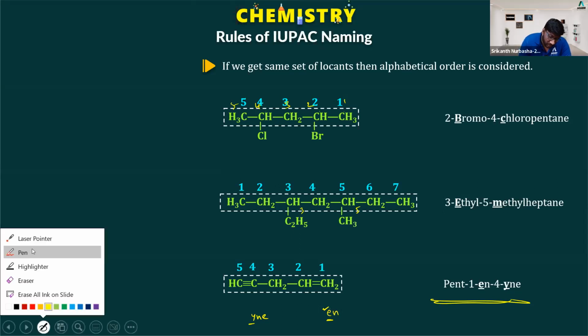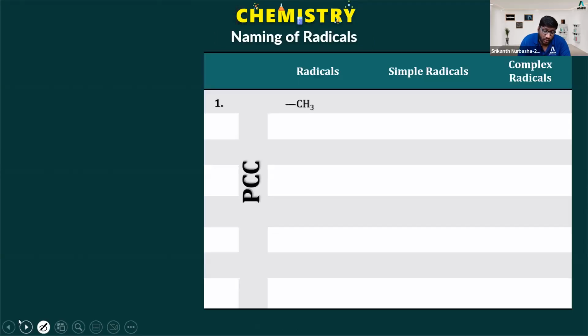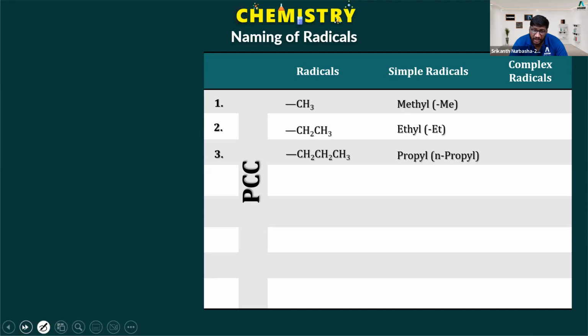So now we can look at some of the cases like radicals. How to name radicals in the IUPAC system? Like CH3 means you can simply say methyl radical, ethyl. So same names you can use in the IUPAC system also. Whenever we have complex radicals, there the names are going to be slightly different. For simple names, for CH3 it is methyl only. For CH2CH3 ethyl, CH2CH2CH3 propyl or n-propyl, CH2CH2CH2CH3 butyl or n-butyl.